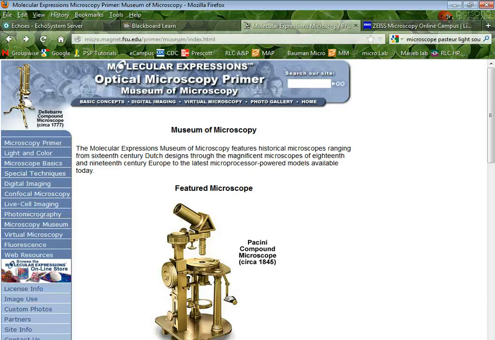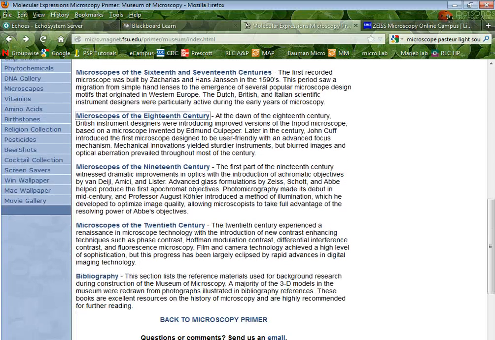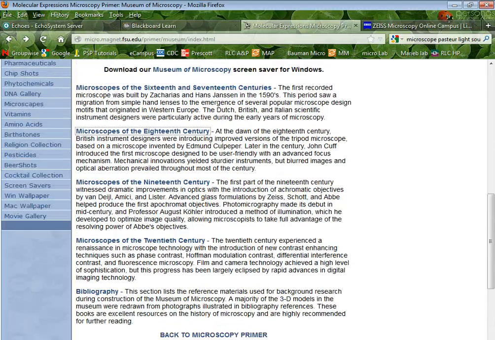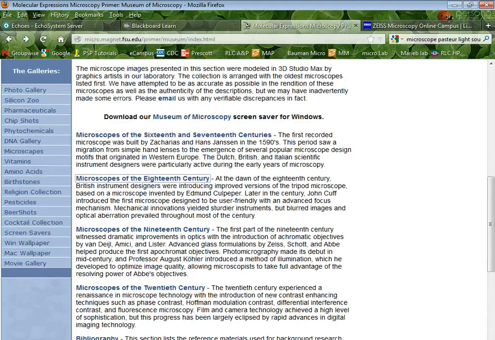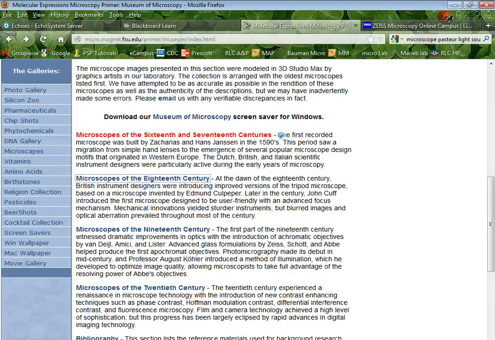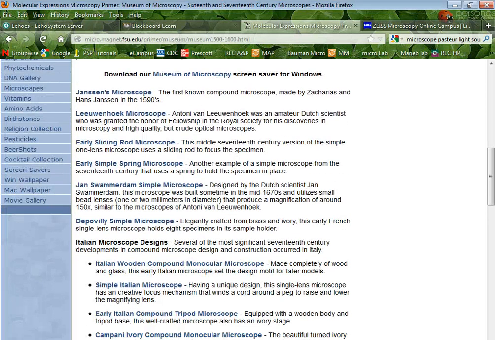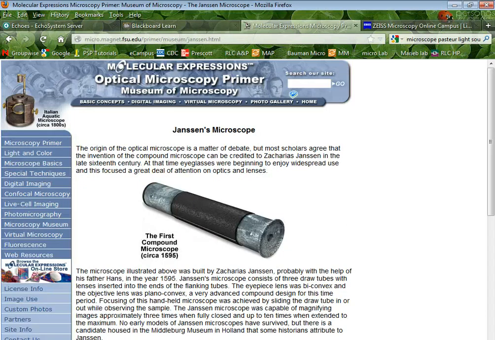Here we go. Okay, over at Molecular Expressions, which I've already taken you through, there's a really great thing. If you look over on the left, there's a choice that says Microscopy Museum. That's where I am. And there are some phenomenal pictures here. You can look at the microscopes of the 16th and 17th centuries, 18th, and so on. But I want to take you over here to the 16th century, to the first one. Not that one, that's actually 1680s. But I want to take you back to the 1500s.